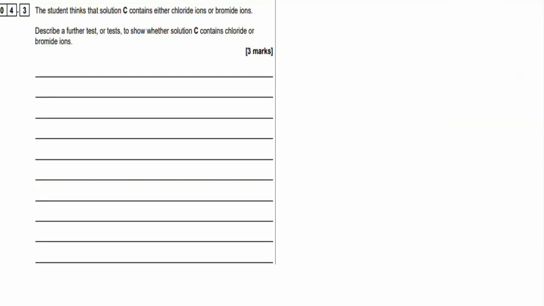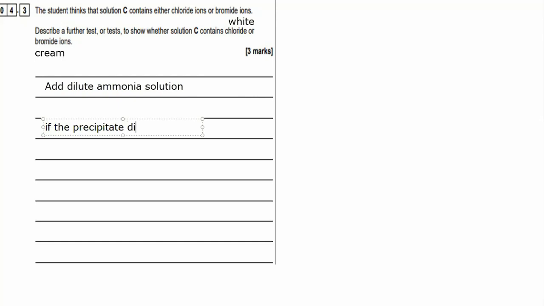Now, chloride ions give you a nice white precipitate. Bromide ions give you a cream precipitate with acidified silver nitrate. The issue here is that you could confuse easily between white and cream. So what we do is we add dilute ammonia solution. If the precipitate dissolves, then it contains chloride ions. If the precipitate doesn't dissolve, then it's bromide ions.